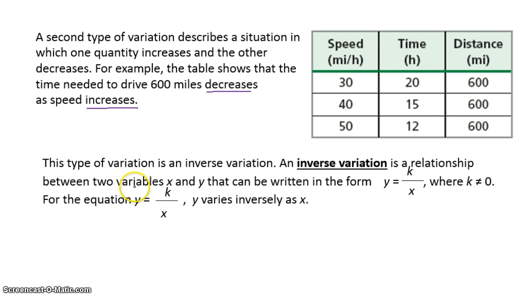So it is a relationship between our two variables of x and y, in the form of y equal to k divided by x. This will occur when k is not equal to 0. So for this equation, we say y varies inversely as x.